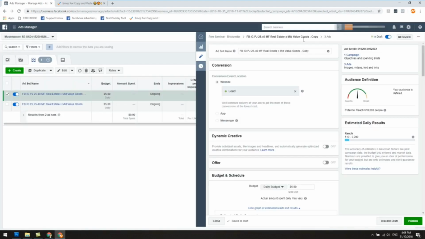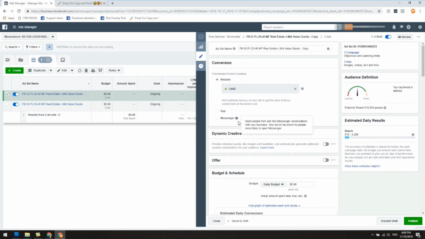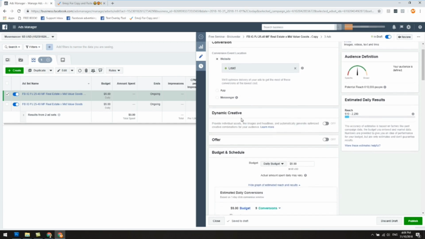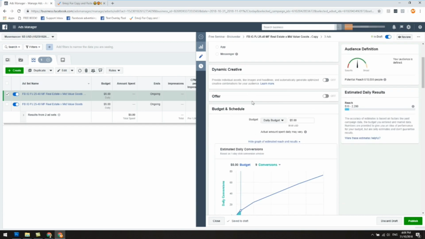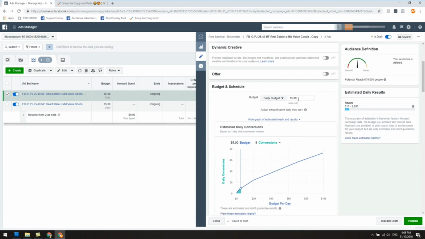All right, so right now you see that there's a duplicate of this campaign here, and the name of the ad set is the same name except there's this word hyphen copy right in front. Now ad set name is something I'll change last. Let's just go down and see what we're going to change. All right, conversion, website lead, let's leave that alone. Dynamic creative, leave that alone. Offer, leave it alone. Budget and schedule, you may choose to leave it alone as well.